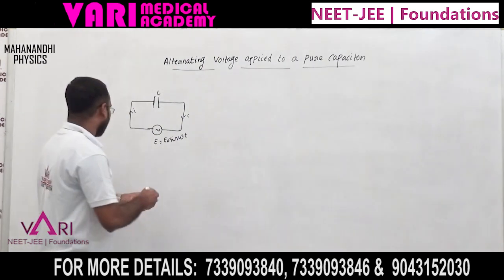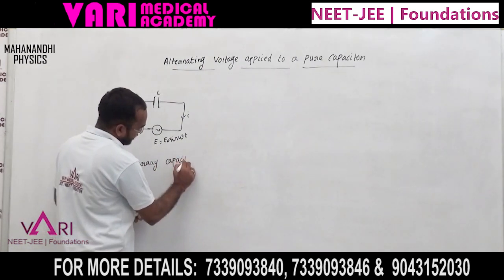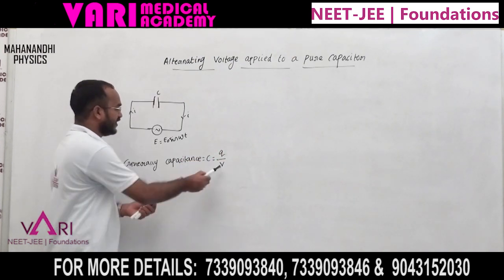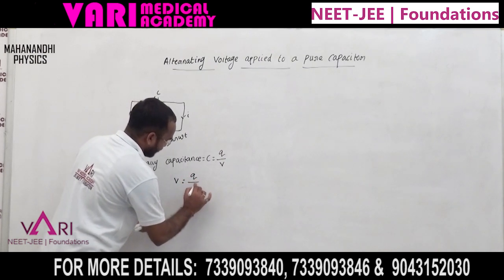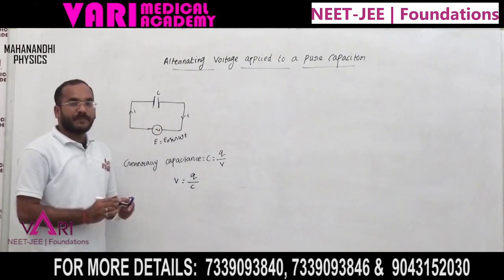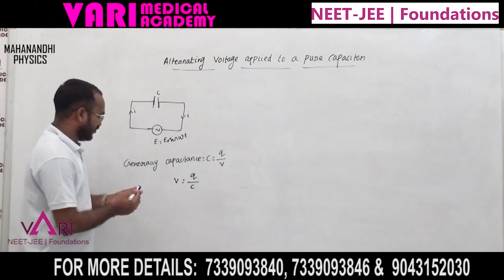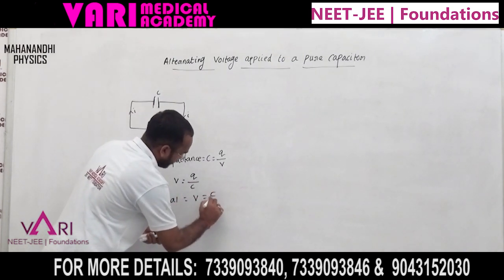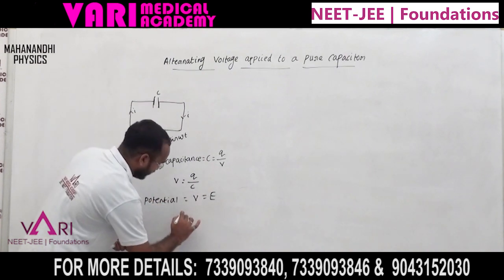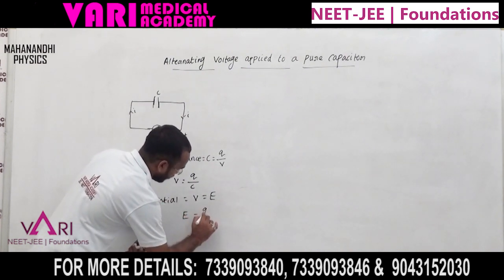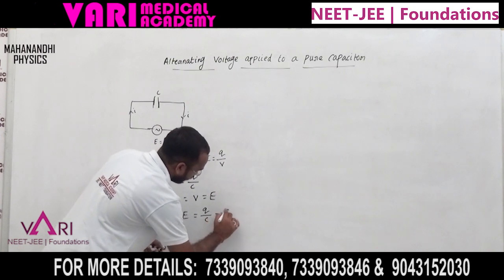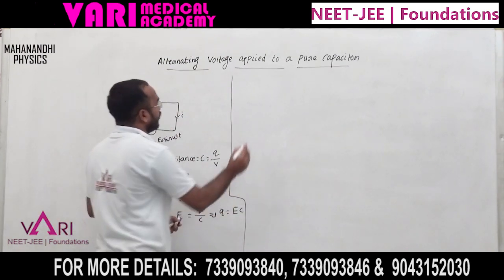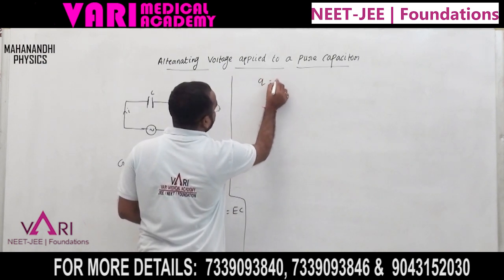Generally, the capacitance formula is capacitance C equal to Q by V. Now the potential V equal to Q by C. But here the potential is E, so V equal to E. Replacing V, E equal to Q by C. Now Q equal to EC, with C moved to the left.